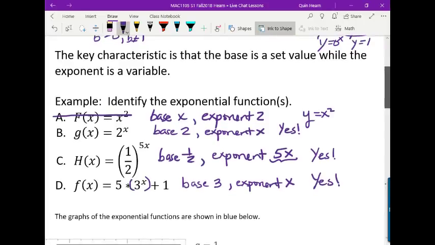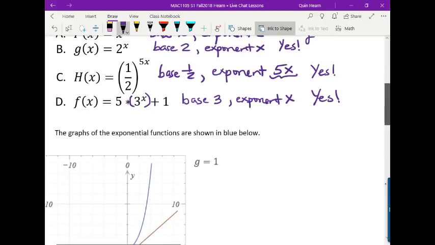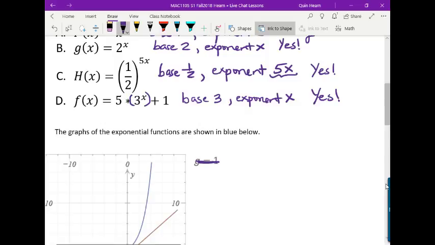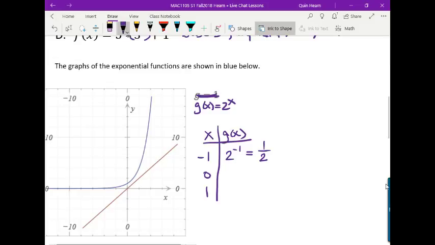All right, so let me show you some graphs of B, C, and D so you can get an idea what the graphs of exponential functions look like. So the function g of x equals 2 to the x is the graph in blue here. Ignore the red line, please. Just to give you a couple of examples of points that will be on our function g, let's plug in, say, -1, 0, and 1. So what would 2 to the negative first power be equal to? Well, remember, a negative exponent indicates that you're going to take the reciprocal. So this is going to be 1/2.